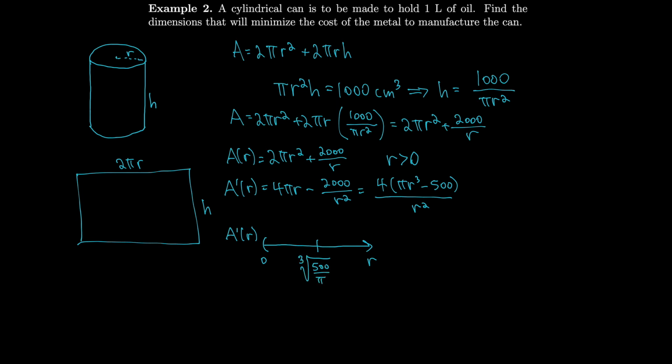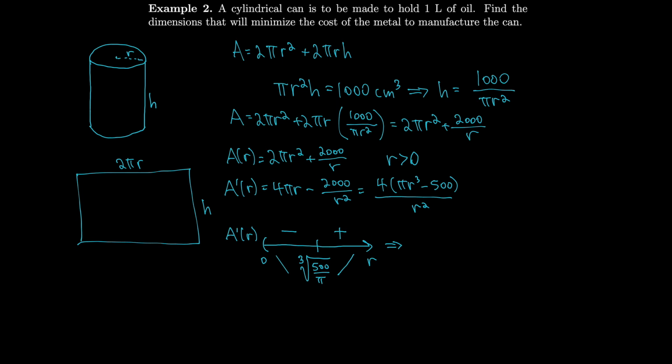So if we go to the left of that, then this thing will be negative. If I go to the right of that, then this thing will be positive. So that means that we go down and then up. We're decreasing, then increasing. This tells us that we have a local minimum at the cube root of 500 over pi. But we want to know the dimensions that will minimize the cost, so we want to find the absolute minimum.